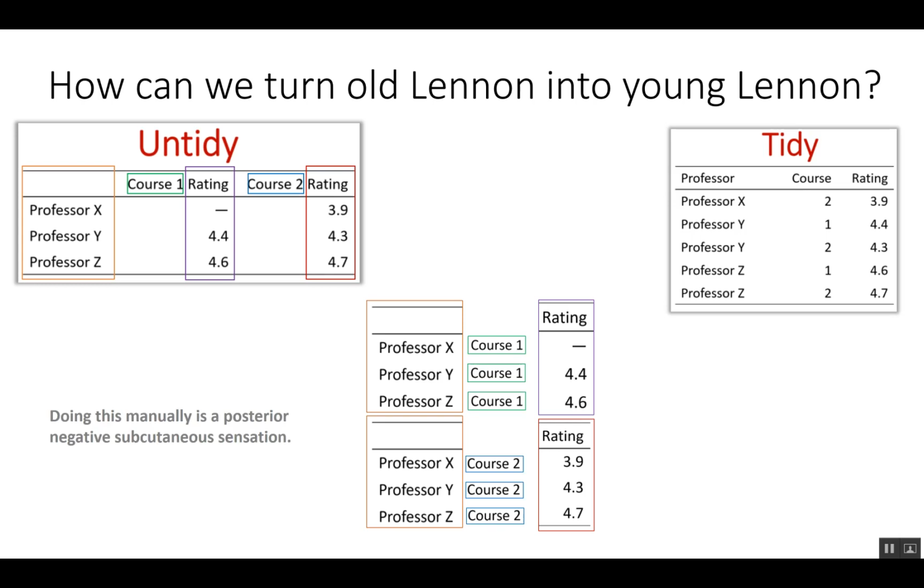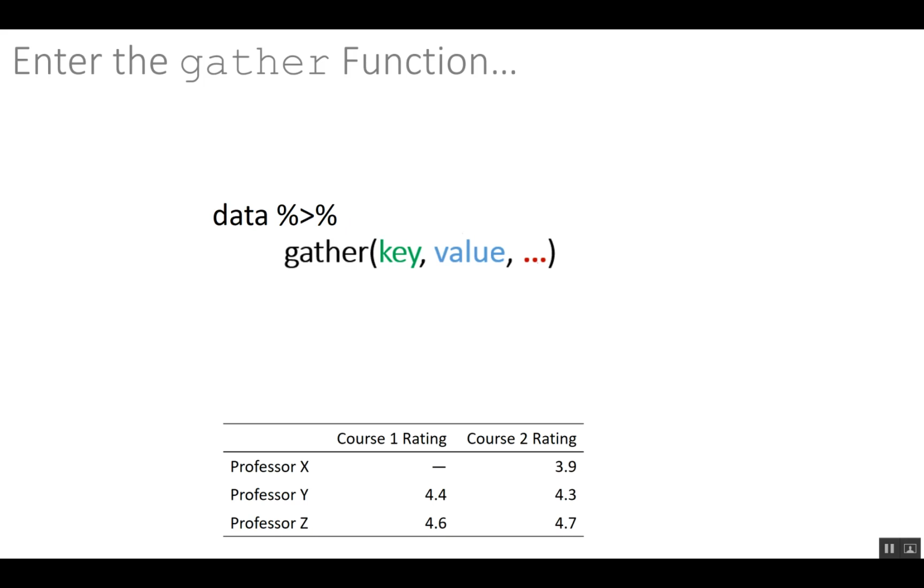But this is kind of a pain. So there's a much better way to do this using the tidyr package, and that's the gather function. And it's fairly simple. You give it a key to rename the variables, the column headers that you're going to stack. You also give the values from the cells, which are going to be stacked on top of each other. What will you call that? And then you tell it the variables that you want to stack. In this case, we want to take the course 1 rating and the course 2 rating. These are the variables that are untidy.